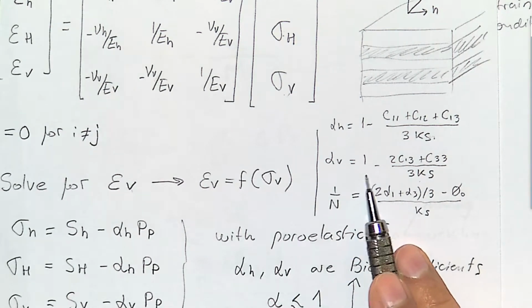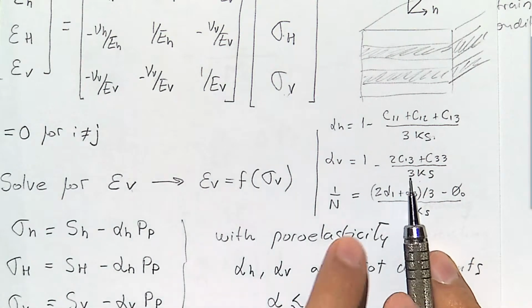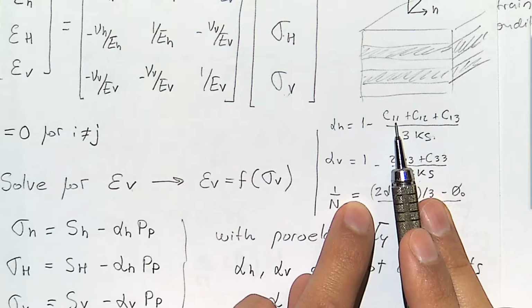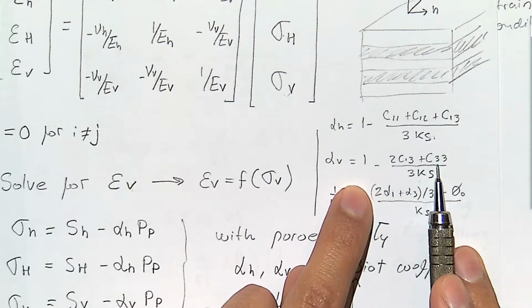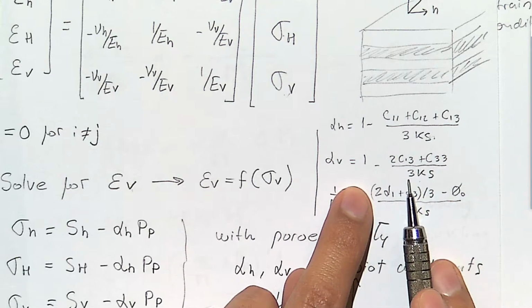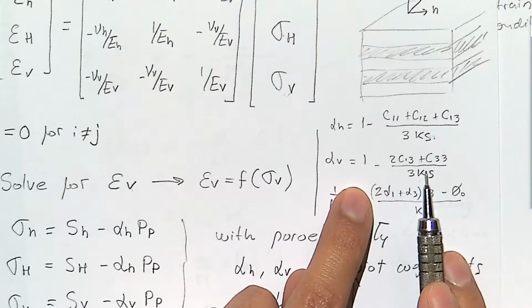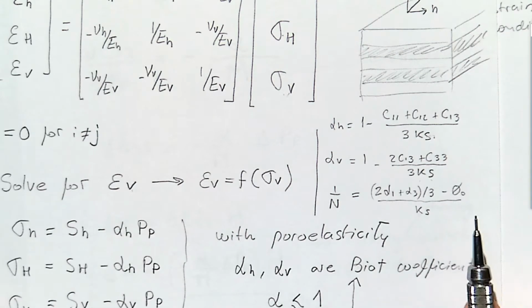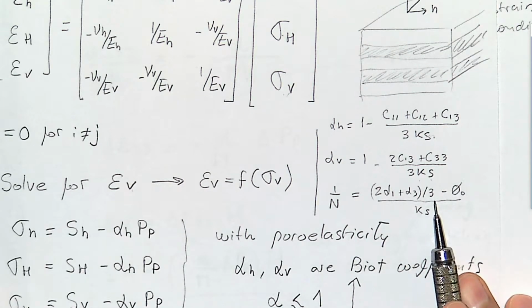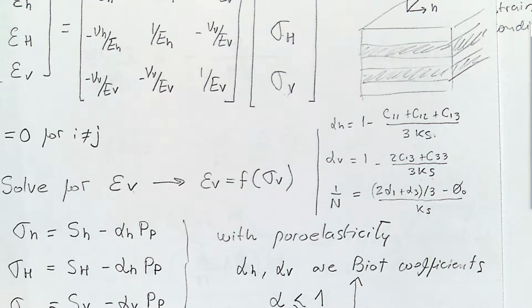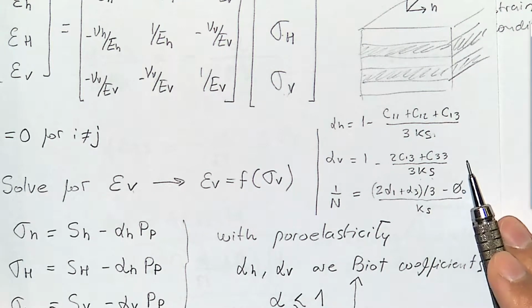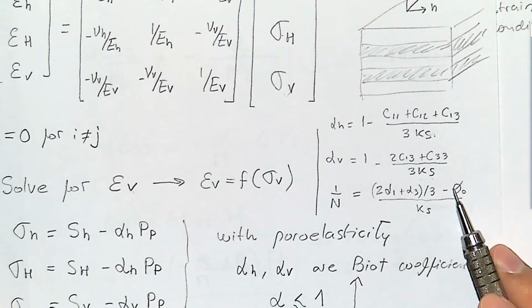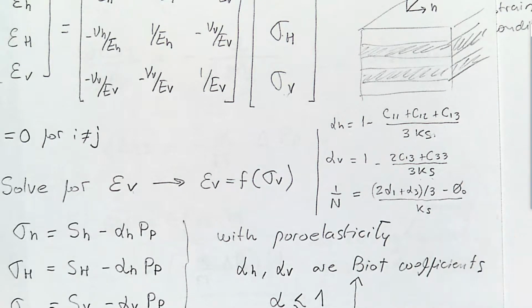And for the vertical, we have something similar, but instead of having C11, which is the horizontal one, we have C33 and C13. And it's also a sort of an average of the third row divided by the modulus of the matrix. So the Biot coefficients are very similar, but now for an anisotropic medium, it's going to depend on the stiffness of the solid in different directions of the porous solid.